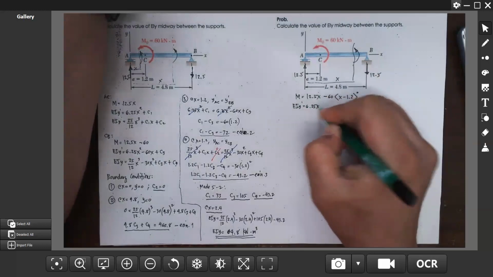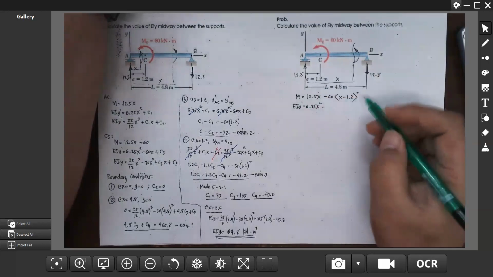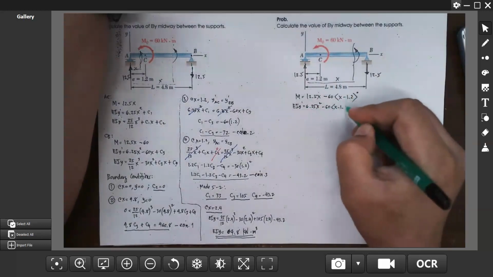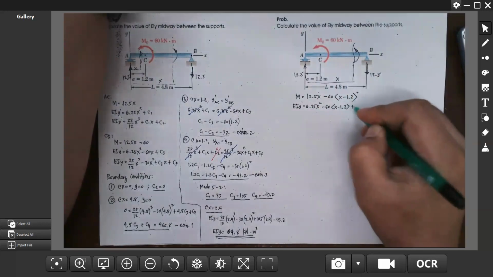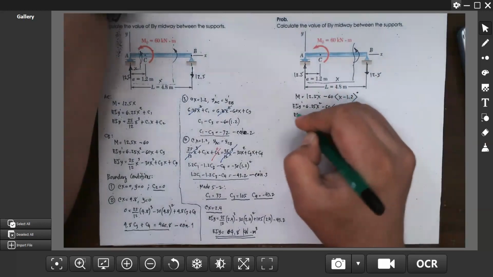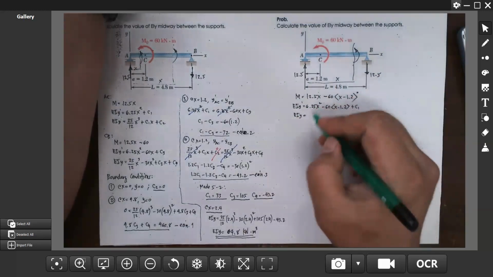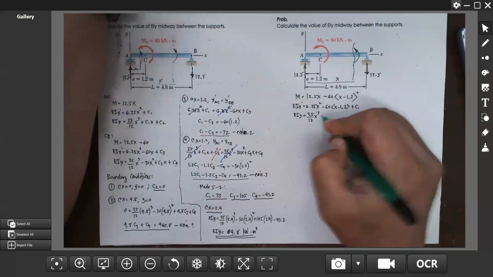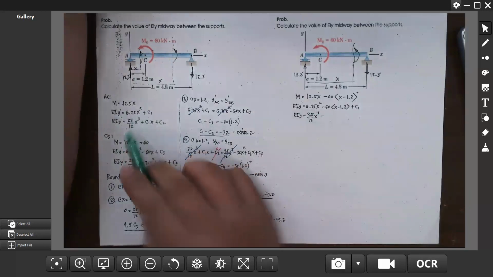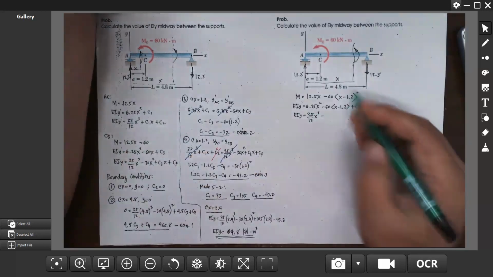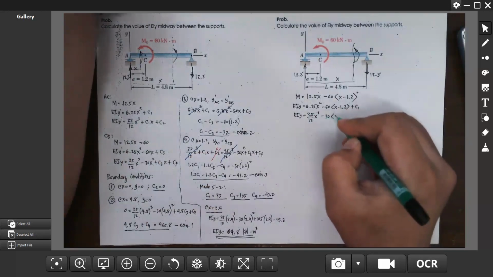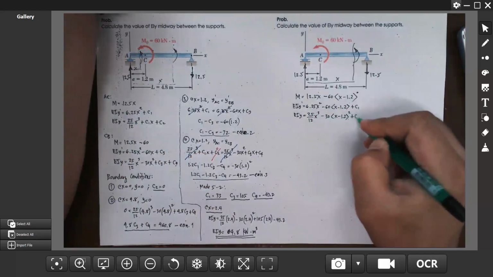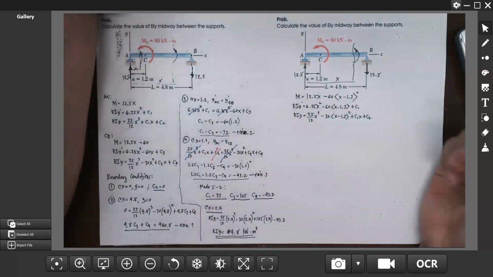6.25 x squared minus 60 times x minus 1.2, and then C1. And then EIy is 25 over 12 x cubed minus 30 times x minus 1.2 squared plus C1x plus C2.